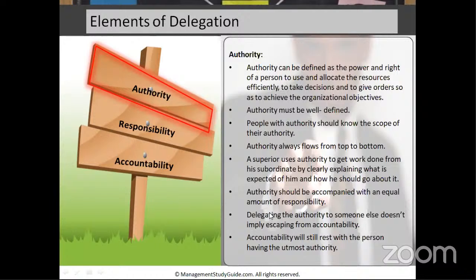Authority must be well defined. People with authority should know the scope of their authority. Authority always flows from top to bottom. A superior uses authority to get work done from his subordinate by clearly explaining what is expected of him and how he should go about it. Authority should be accompanied with an equal amount of responsibility. Delegating the authority to someone else doesn't imply escaping from accountability. Accountability will still rest with the person having the utmost authority.